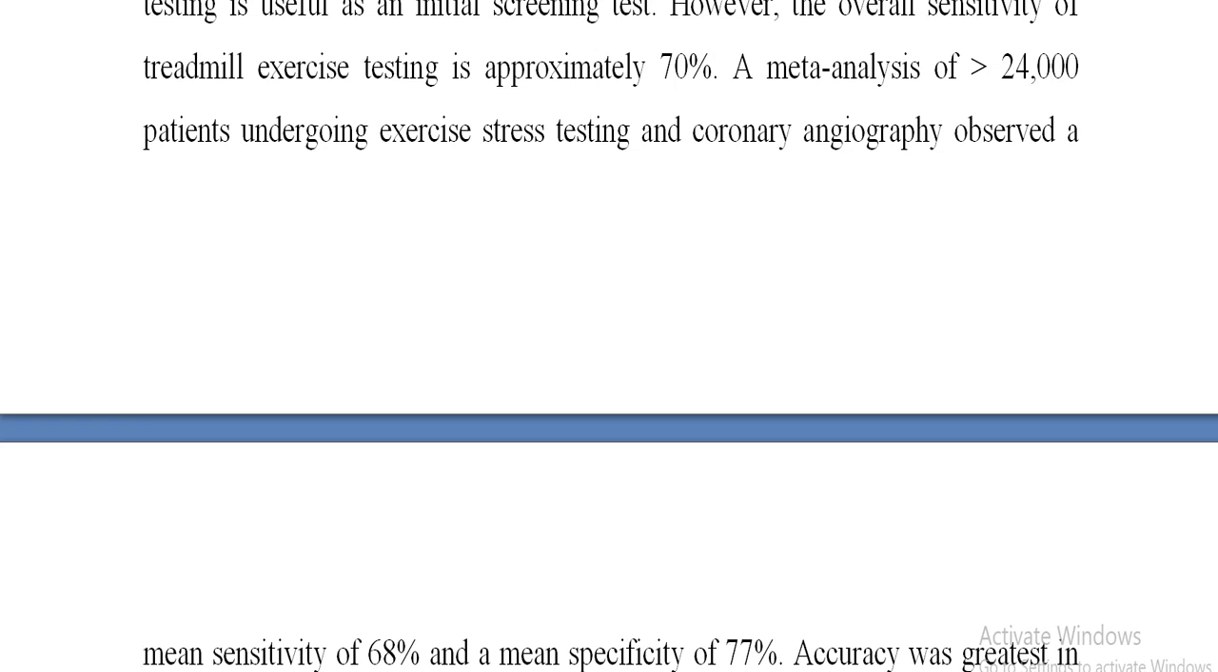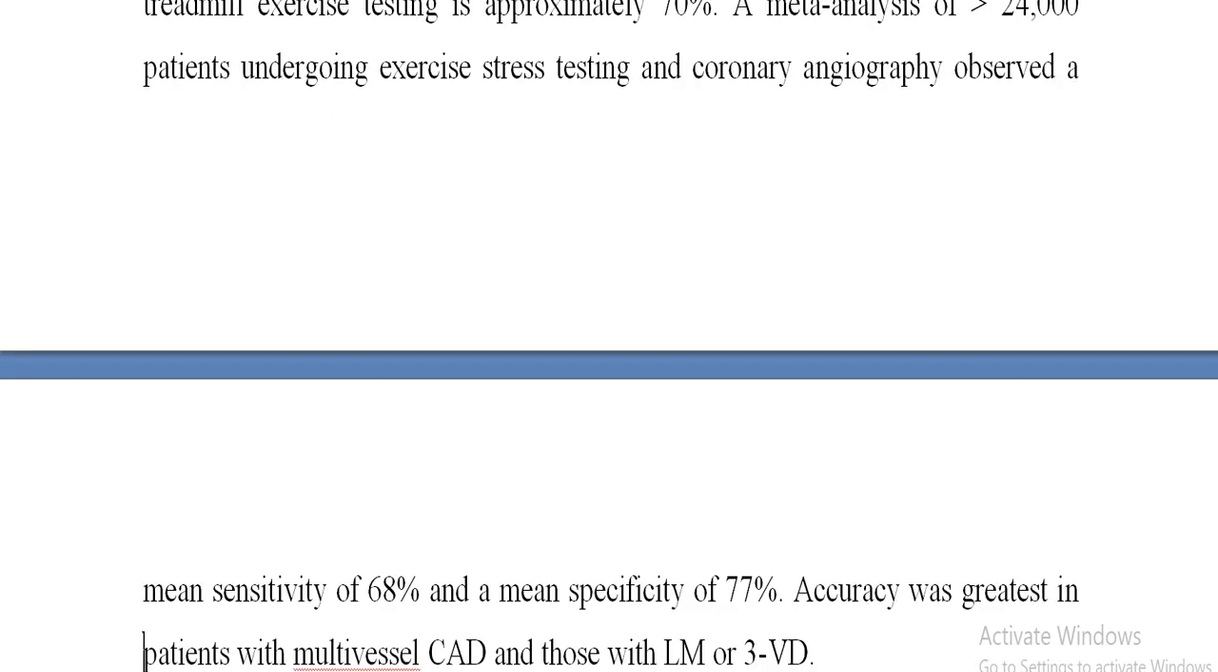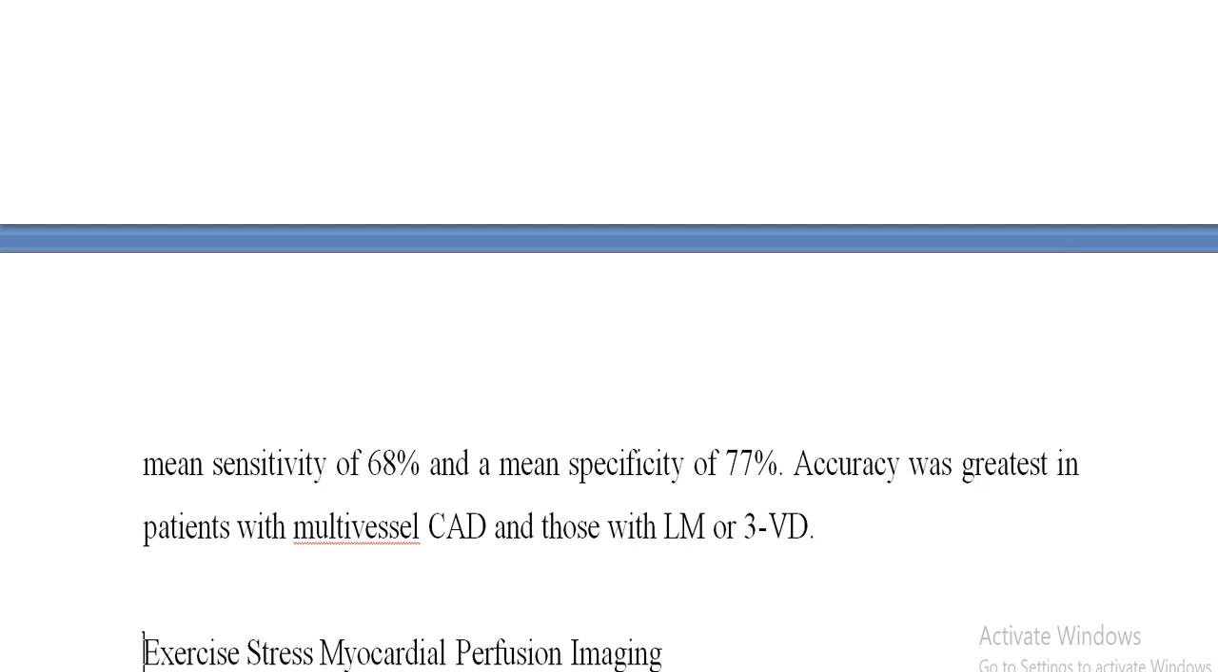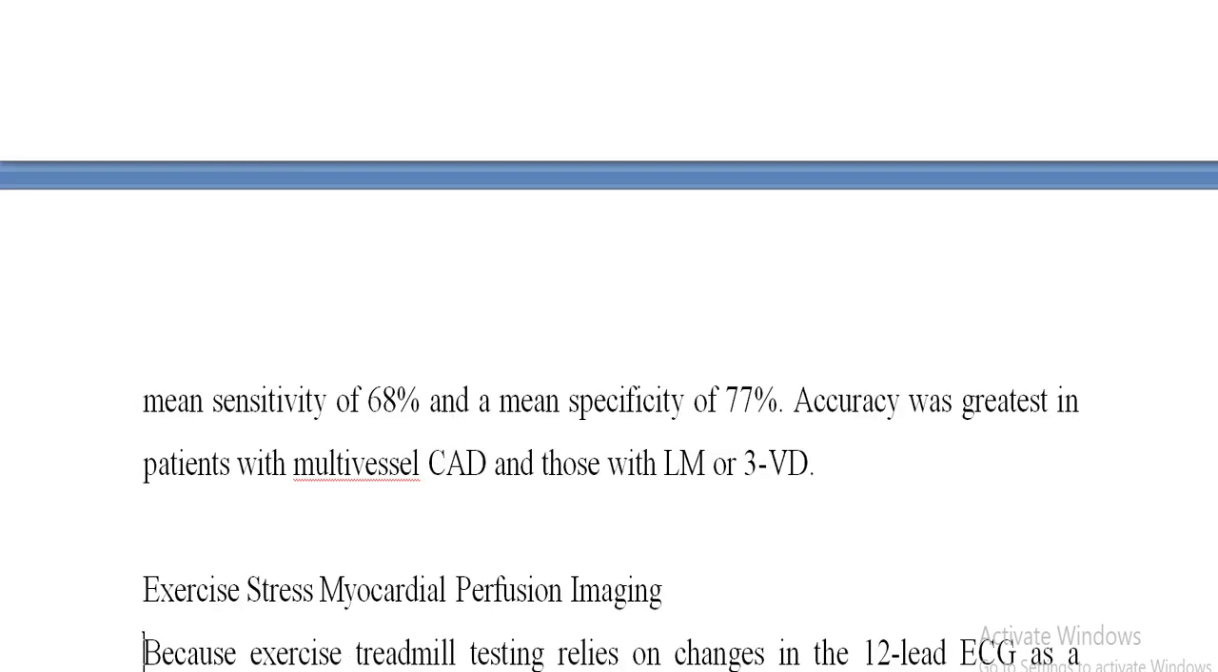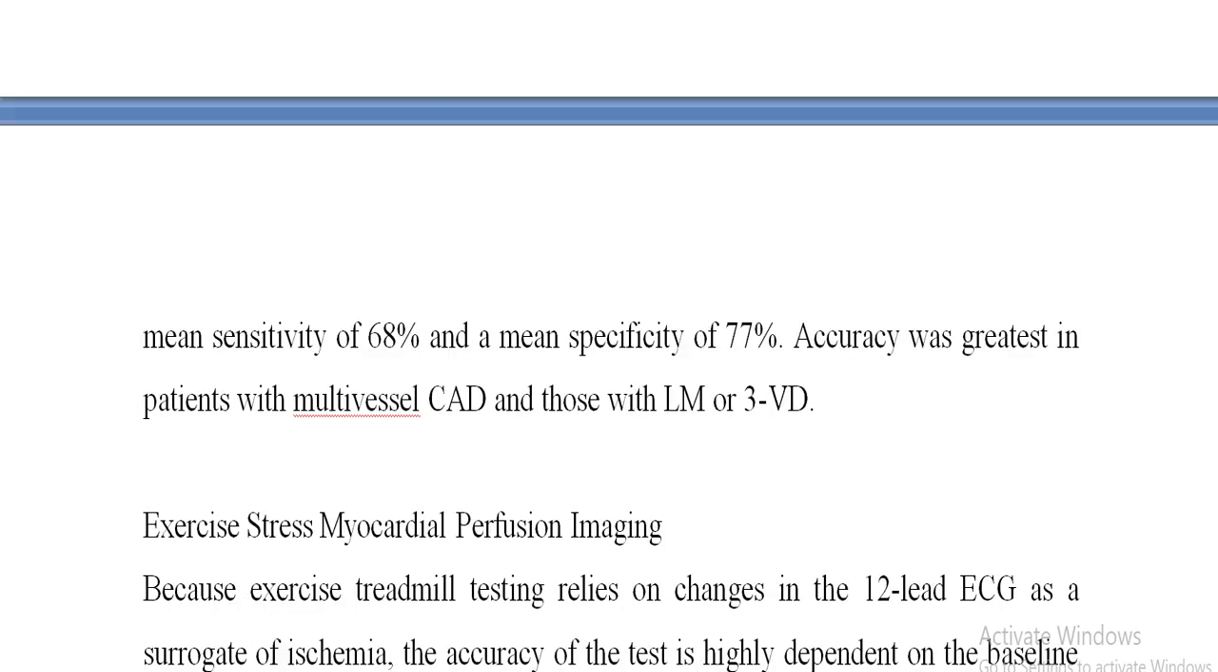However, the overall sensitivity of treadmill exercise testing is approximately 70%. A meta-analysis of greater than 24,000 patients undergoing exercise stress testing and coronary angiography observed a mean sensitivity of 68% and a mean specificity of 77%. Accuracy was greatest in patients with multivessel CAD and those with LM or 3VD.